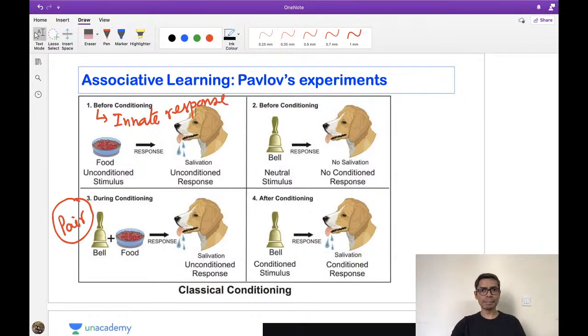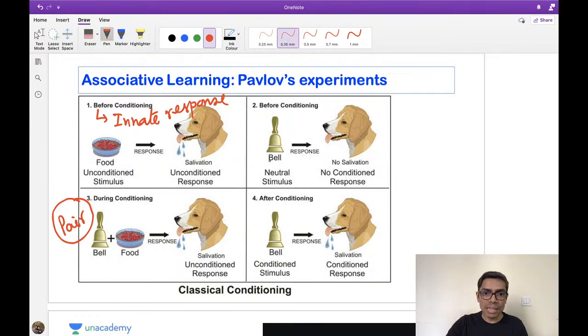No conditioning has been done. If I give food to you also, you are going to salivate. And you have not learned this from your parents, that whenever food is given you should salivate. Who taught you? No one. There is a hardware system in your brain, and because of it you know that food means salivation will occur. That's an innate response.